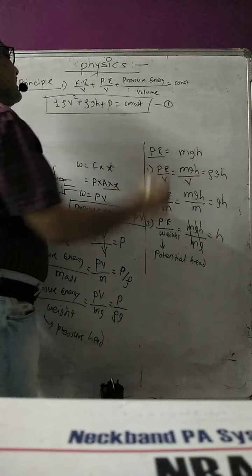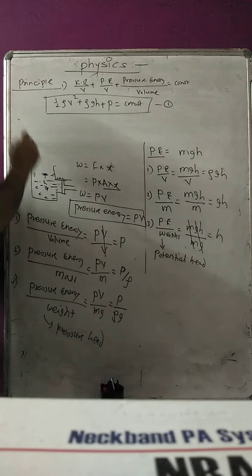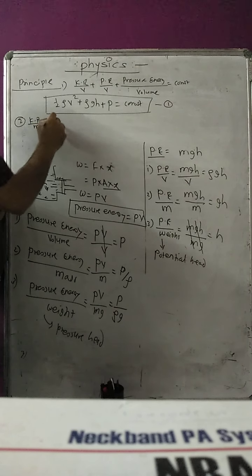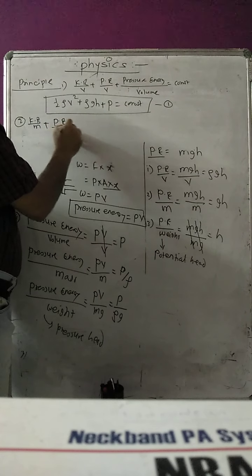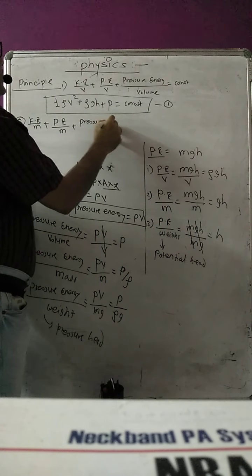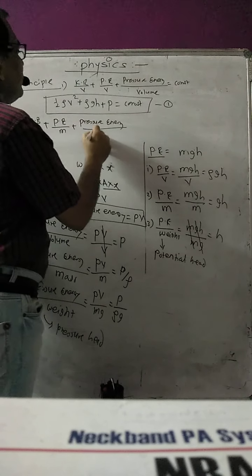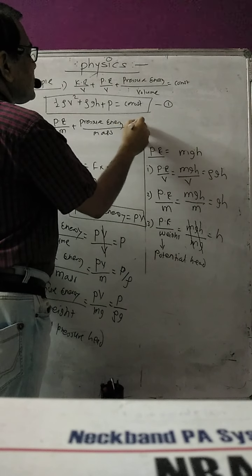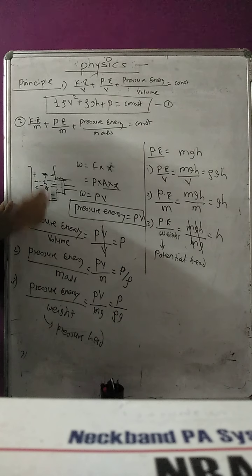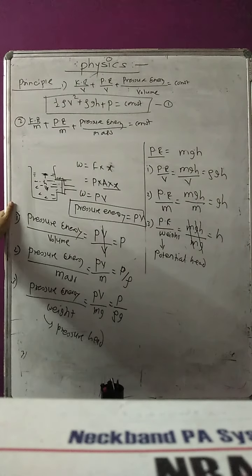Okay, first equation. Second equation: kinetic energy per unit mass plus potential energy per unit mass plus pressure energy per unit mass will also remain constant. Okay, so that is also another principle. So kinetic energy per unit mass.